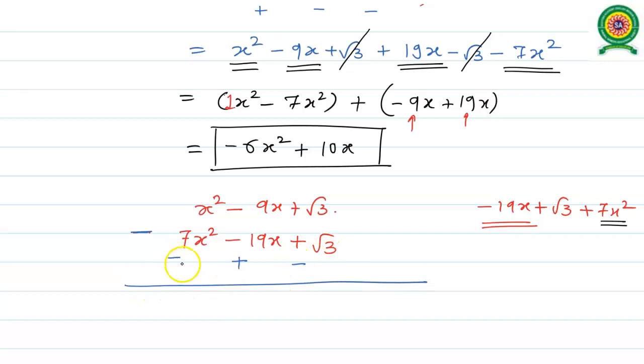Now we have to consider the new sign convention at the bottom. 1 minus 7: x square's coefficient is not given, which means it is strictly 1. 1 minus 7 gives us minus 6x square as it is. Now minus 9 plus 19 gives positive 10x as it is. Now positive root 3 and negative root 3 cancel, giving 0. So our final answer becomes minus 6x square plus 10x.